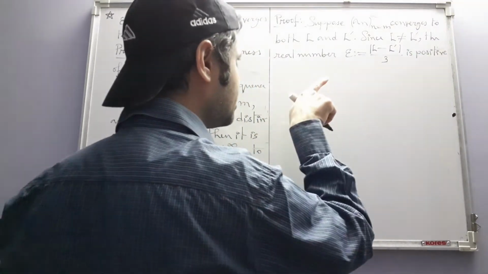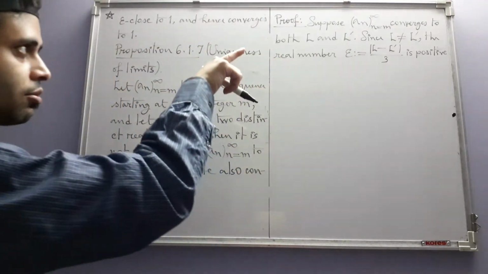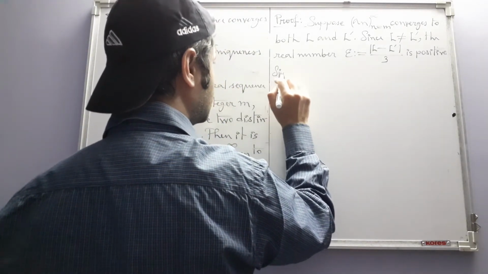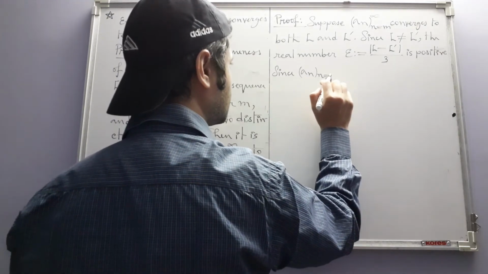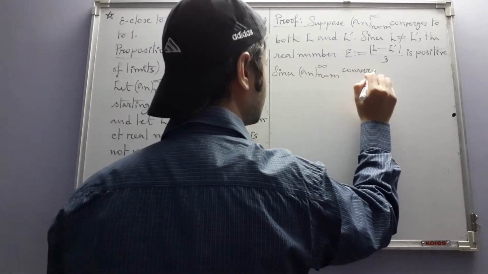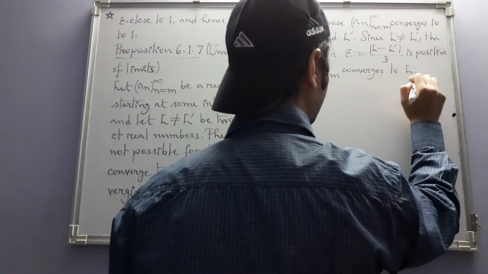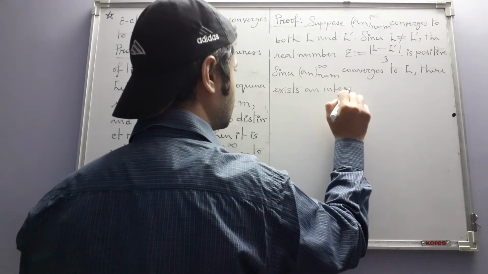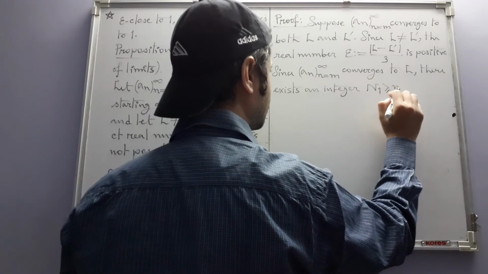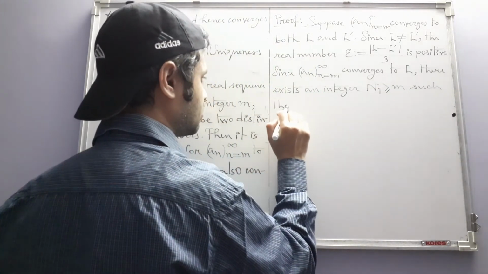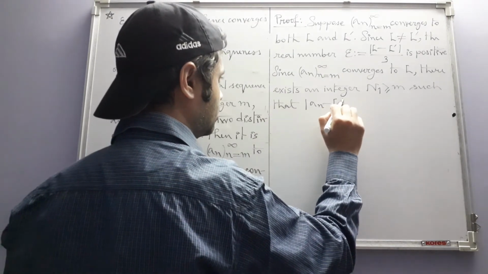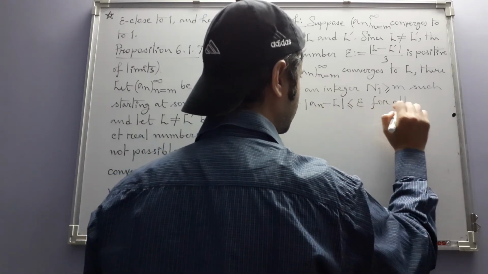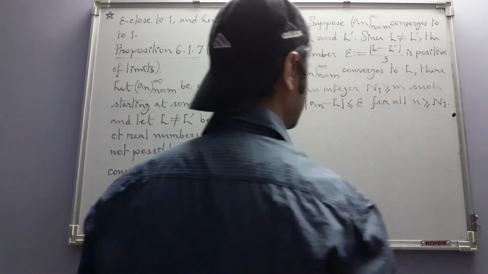Okay, now for this epsilon, we can now write the conditions for convergence of this sequence to both L and L prime. Since a_n converges to L, there exists an integer n1 greater than or equal to m, such that the distance between a_n and L is less than or equal to epsilon for all n greater than or equal to n1.